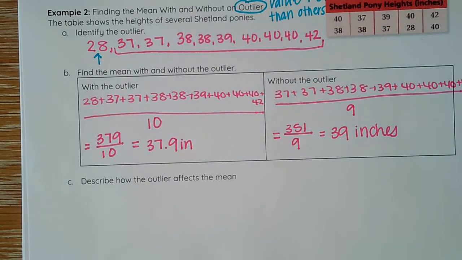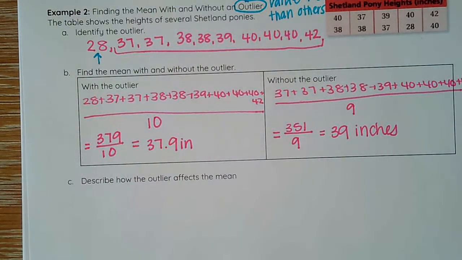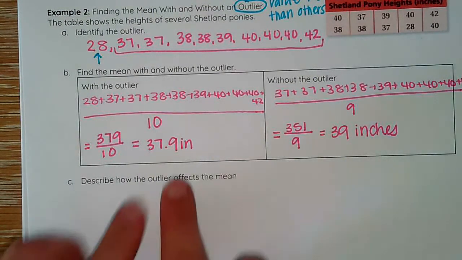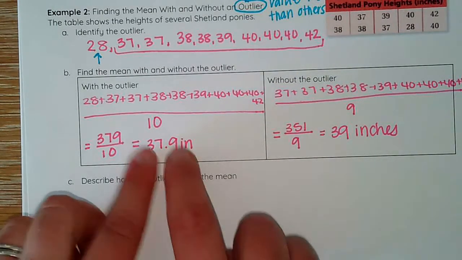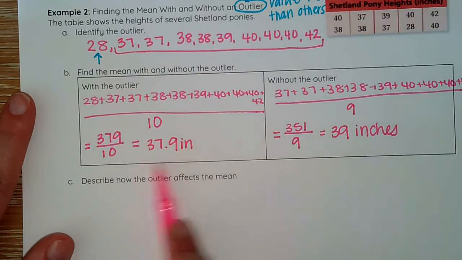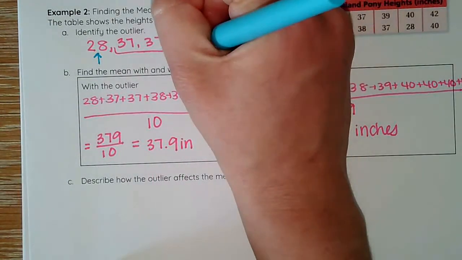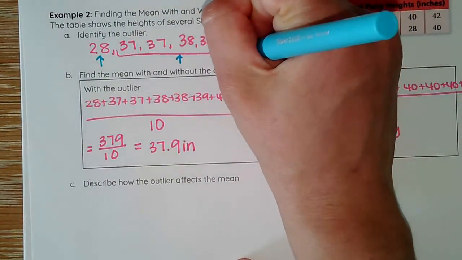So I need to decide if having that outlier included is going to impact my data. As we can see here, these numbers are actually very close. In some instances, the outlier won't make much of a difference. In this case, I like to take a look at this number right here, 37 and 9/10 inches, and place it where it would go. A dot plot or a number line might be useful in this situation, but I know that this mean goes right about here, whereas this mean goes right here.